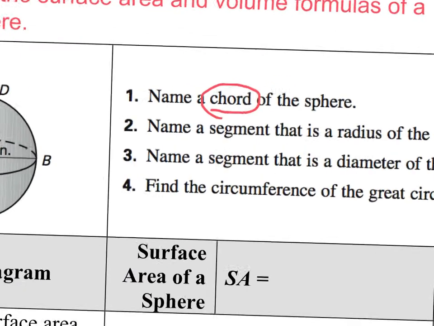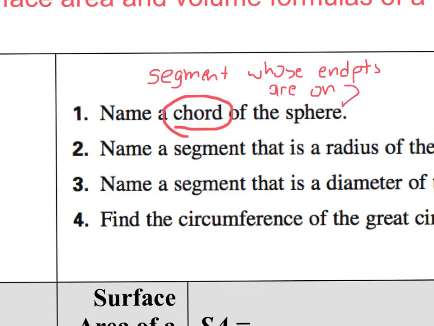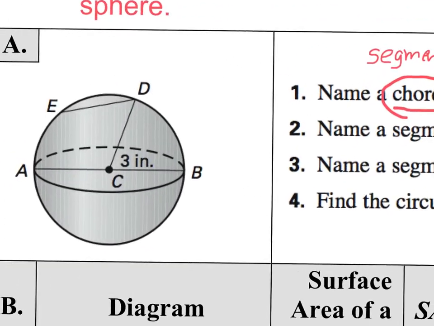A chord is a segment whose endpoints are on the sphere. Notice instead of writing down sphere, I just pointed at it. Why? Because the chord of a circle is the same thing. It's a segment whose endpoints are on the circle. So this one's not too crazy. So let's look at one here.